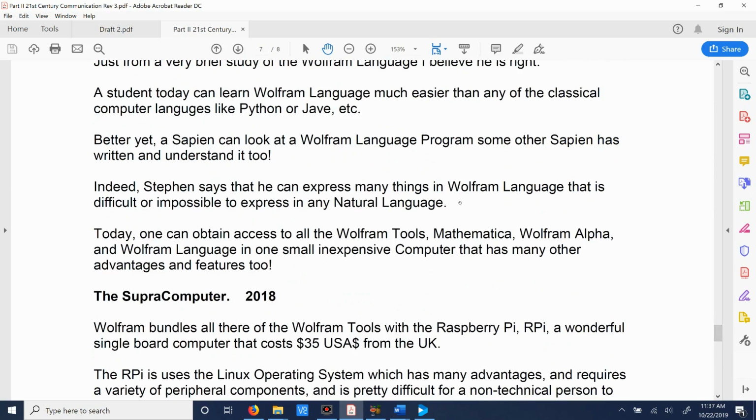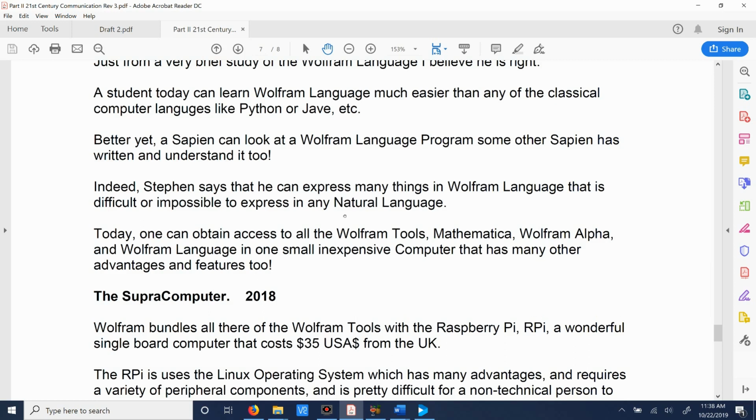In fact, Stephen Wolfram, who is an expert, obviously, with Wolfram language, says that he is able to express things in Wolfram language that are very difficult or even impossible to express in any natural language. He discovered this when he was writing his book, Introduction to Wolfram Language. He said, I got to the point where I had a Wolfram language command that I understood, and I couldn't express it with natural language. So that's the world we're coming to.